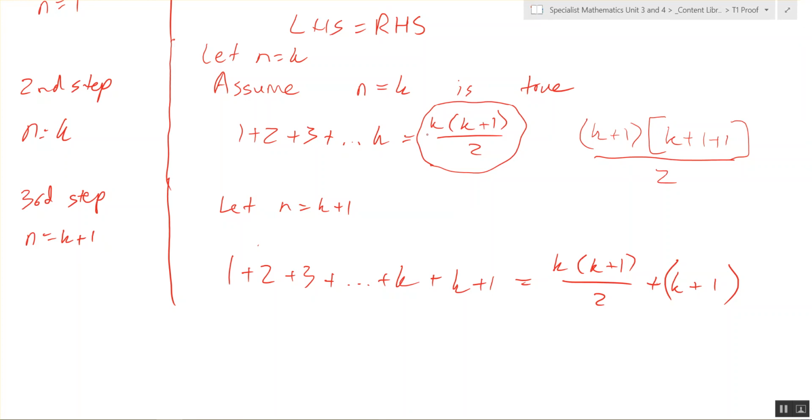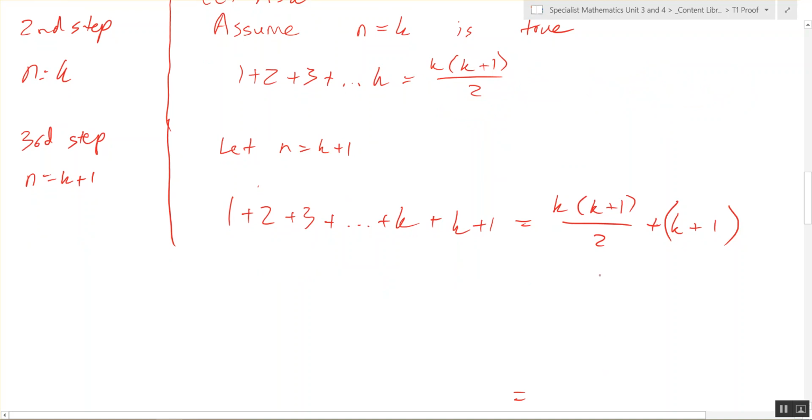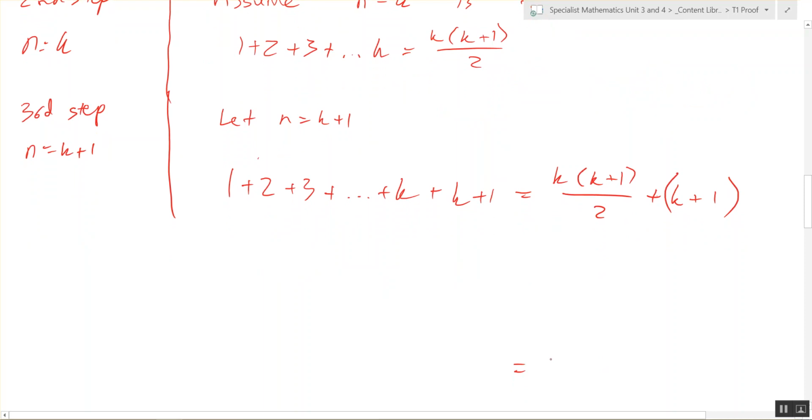How do you get there? You subbed k plus 1 in there. That was just another way of writing it. Is there any reason it's a square bracket? Yes, just so you don't get confused. So how am I going to get to that? Any ideas? Look at the difference between that one and that one. There's one big difference: there's a k plus 1 instead of a k.